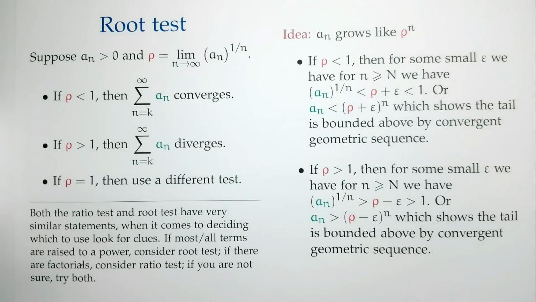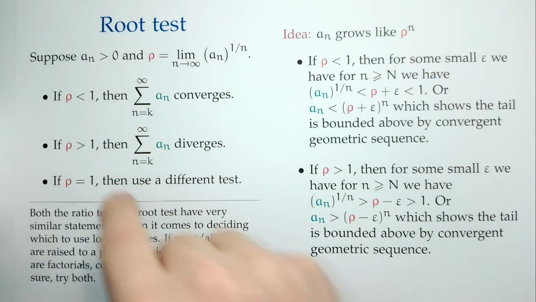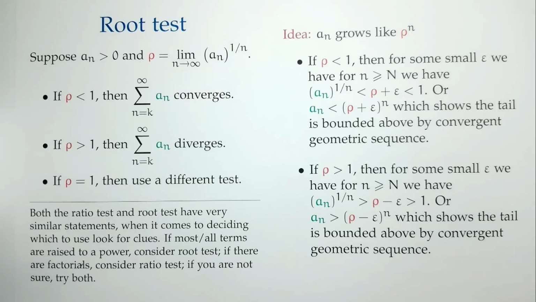Use a different test. Now, if you look at the ratio test and the root test, they both are very similar. You're both computing limits, and you're both looking at things, are you below 1 or are you above 1? All right, so how do you decide? Now, there's sort of the statement here, where do you look for clues? And so here are some clues. If everything you see is raised to a power, or most things are raised to a power, use a root test. If there are factorials, consider a ratio test.